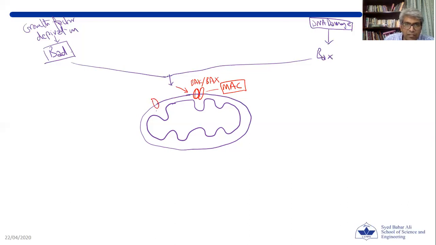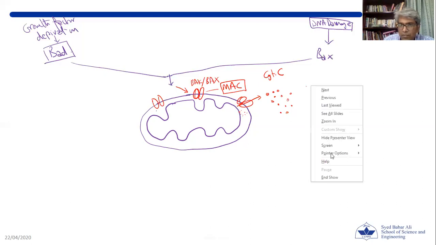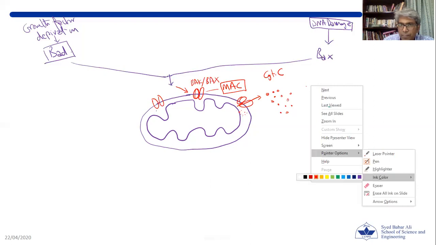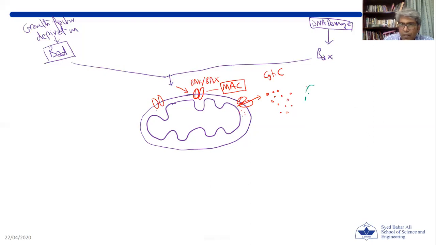So let's say there are many channels throughout the mitochondria. What happens is that there is this protein called cytochrome C, so you get release of cytochrome C. This protein is cytochrome C. This cytochrome C binds to a protein called APAF1. Actually, let me draw it a little bit on the side. So APAF1. Actually it binds to 7 different molecules of APAF1.